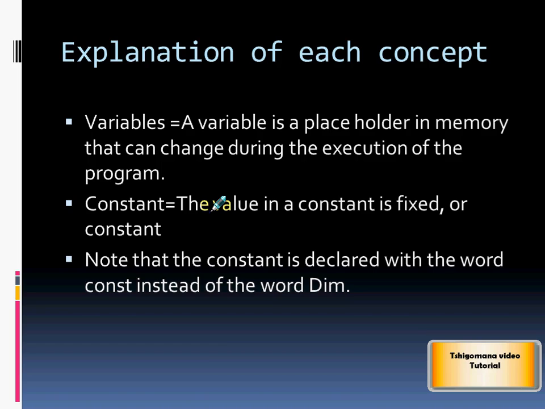A constant: the value in a constant is fixed, or constant. In other words, the value in a constant will never change during the execution of the program. Let me repeat this for the sake of effect. When we talk about a constant, that is the value which is fixed or is constant.